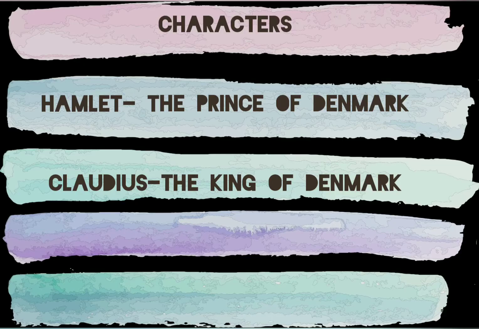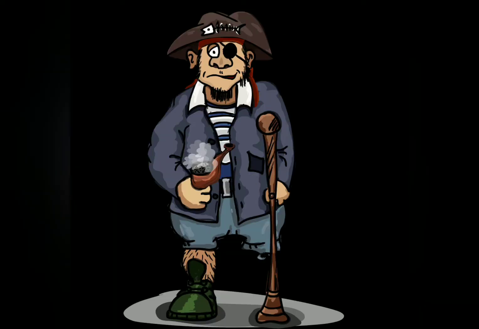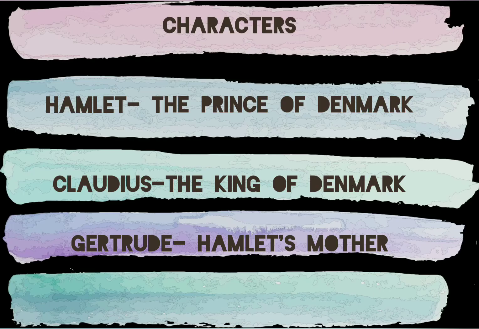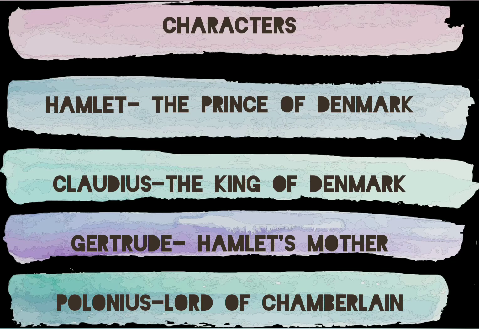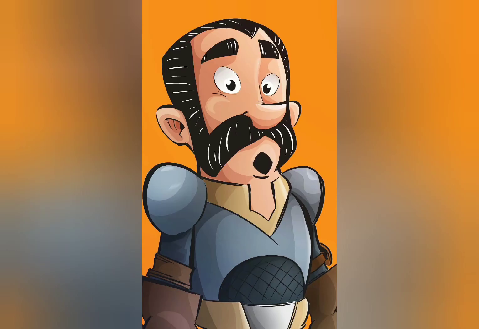And next, Claudius, uncle of Hamlet and king of Denmark, and he looks like this. Okay, so next is Gertrude, Hamlet's mother, and she looks like, I don't think she's ready. Take your time, we don't mind. Okay, so next is Polonius, Lord Chamberlain, and he looks cute, no?